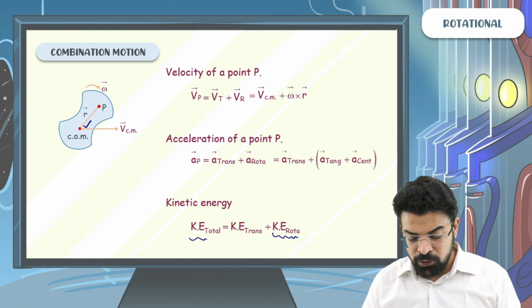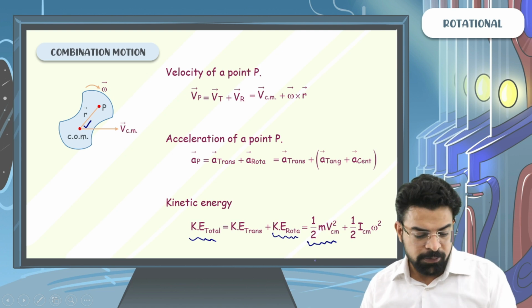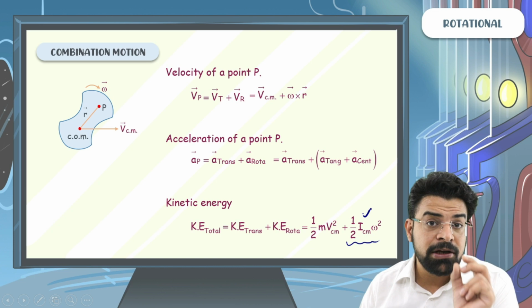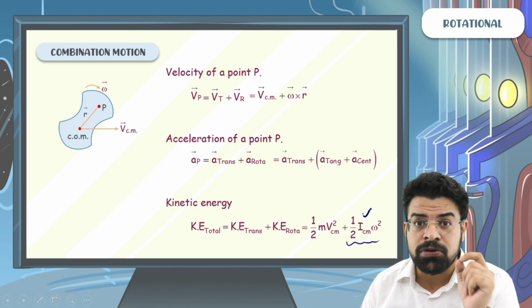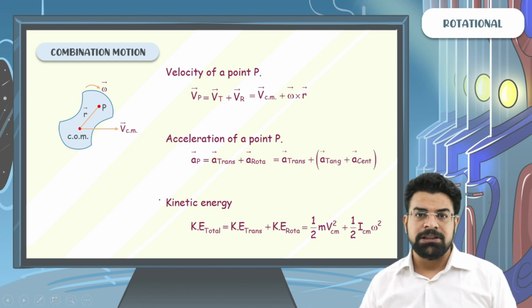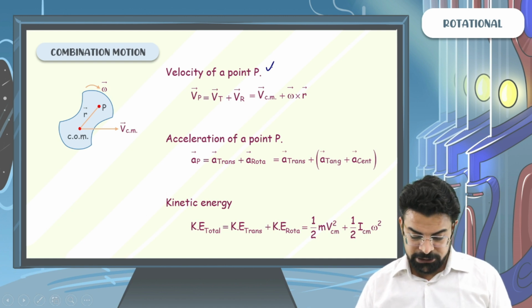So we will write the total kinetic energy to be half m v_cm square, that is the translational part, plus half I_cm omega square. Remember that here you must write the moment of inertia about an axis passing through the center of mass. Easy thing, and this part is the most important part. But first we will focus on the velocity part. So let's see one case.